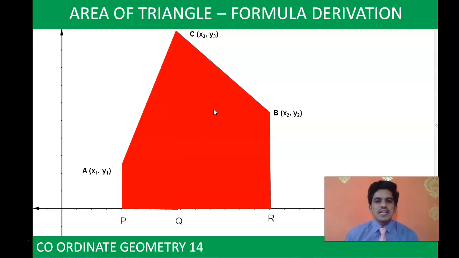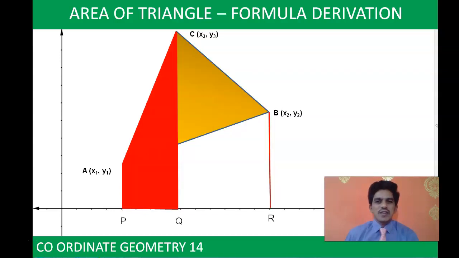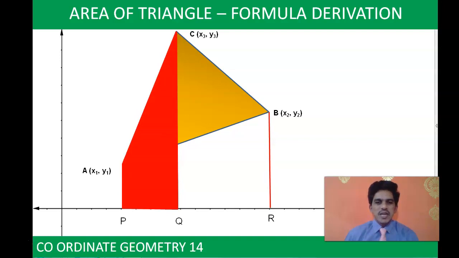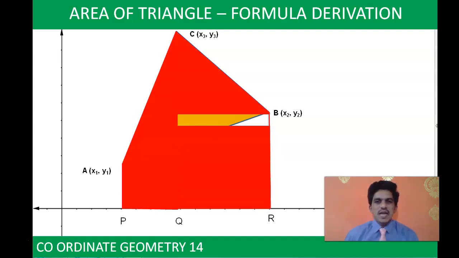Now, look at this. This is another trapezium. This is actually CQRB. Here we have drawn one more trapezium, which is APRB. This is the original triangle ABC for which we have to calculate the area. To calculate this area, I am drawing three trapeziums. Observe this carefully. I have drawn one trapezium APQC and the other trapezium CQRB.